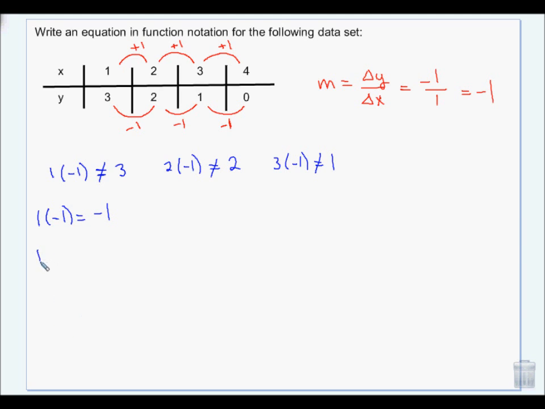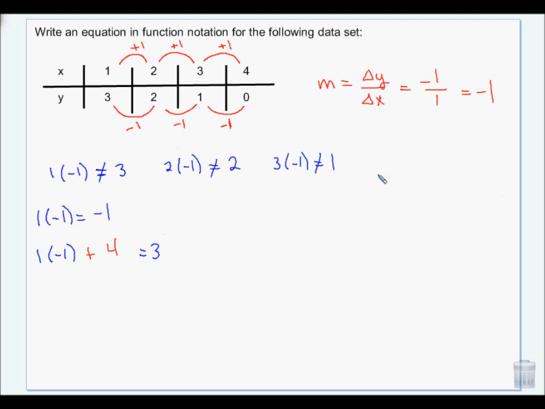Well, I want 3. What do I have to add to negative 1 to equal 3? I'm looking for something to add right here. If this part equals negative 1, negative 1 plus what equals 3? Negative 1 plus 3 would be 2. Negative 1 plus 4 is 3.